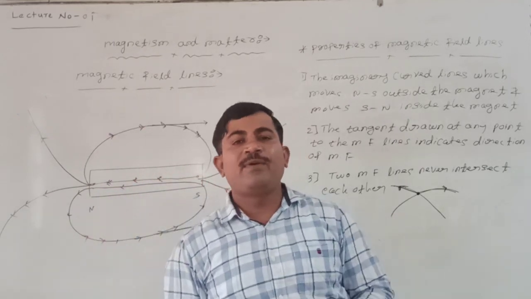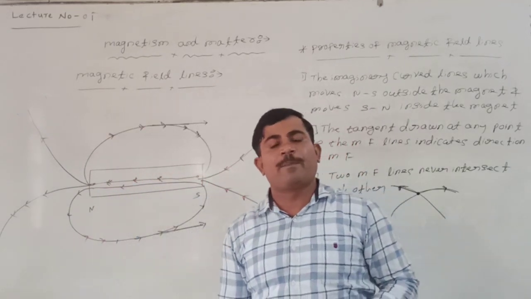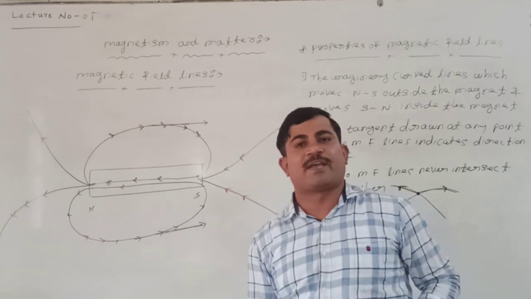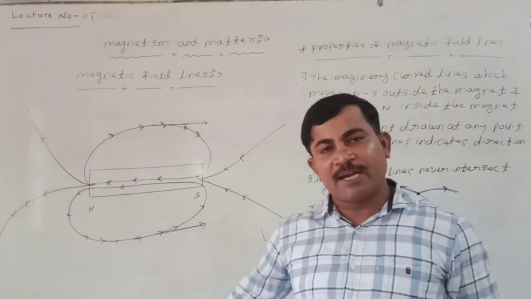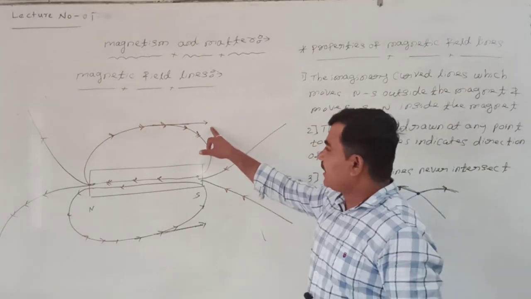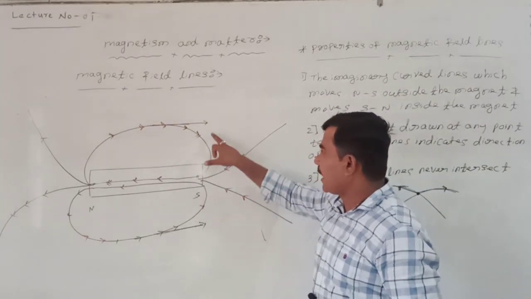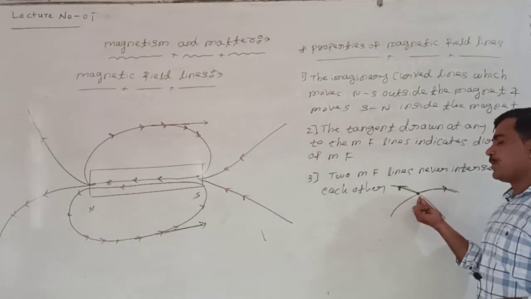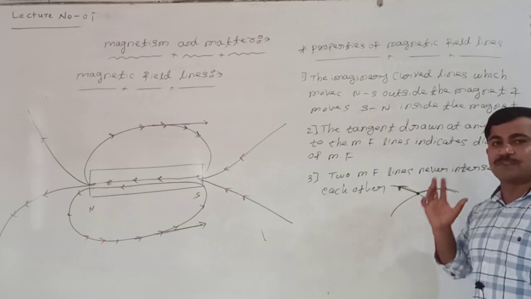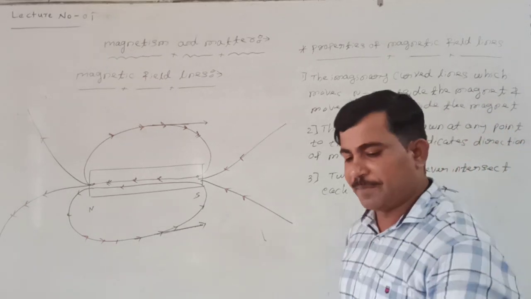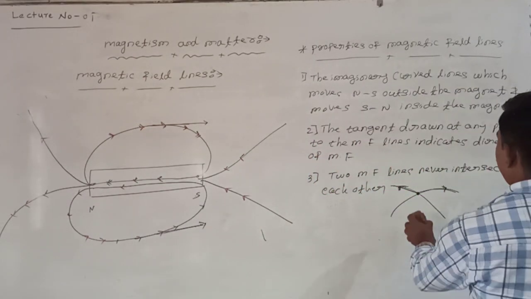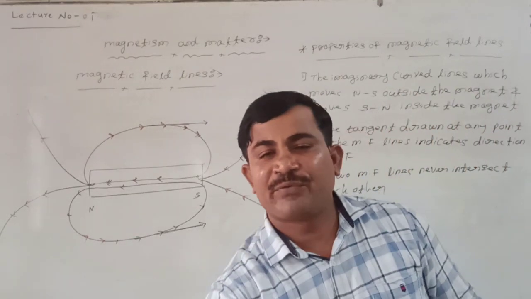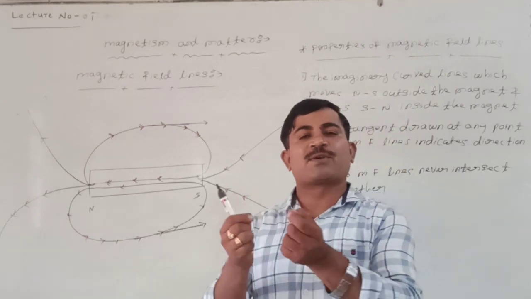If the magnetic field lines intersect each other, at the point of intersection two directions are possible, which is not possible, because the second property indicates that magnetic field lines have only a single direction. Look at this, it has only a single direction. If they intersect each other, at the point of intersection, two directions are possible. This is the third property. And the fourth property indicates that magnetic field lines form continuous closed loops.